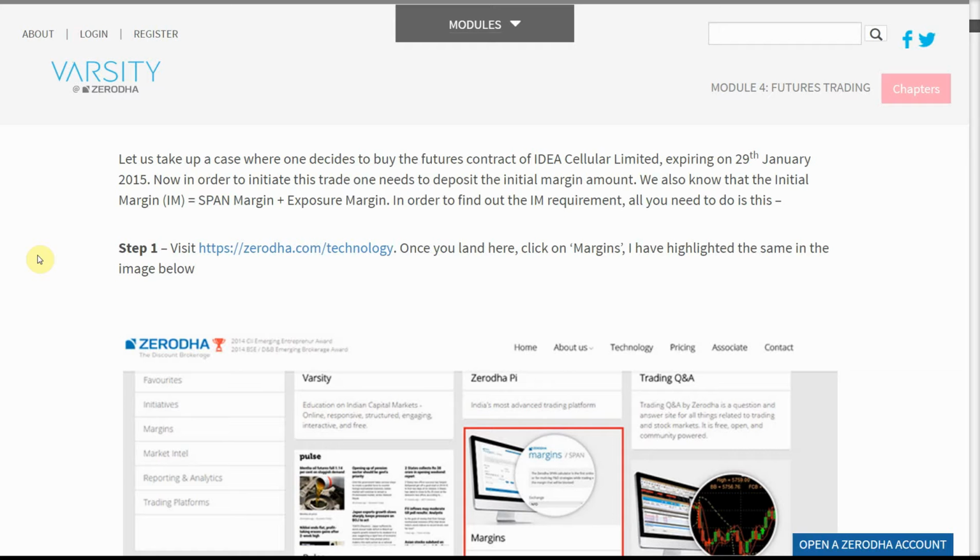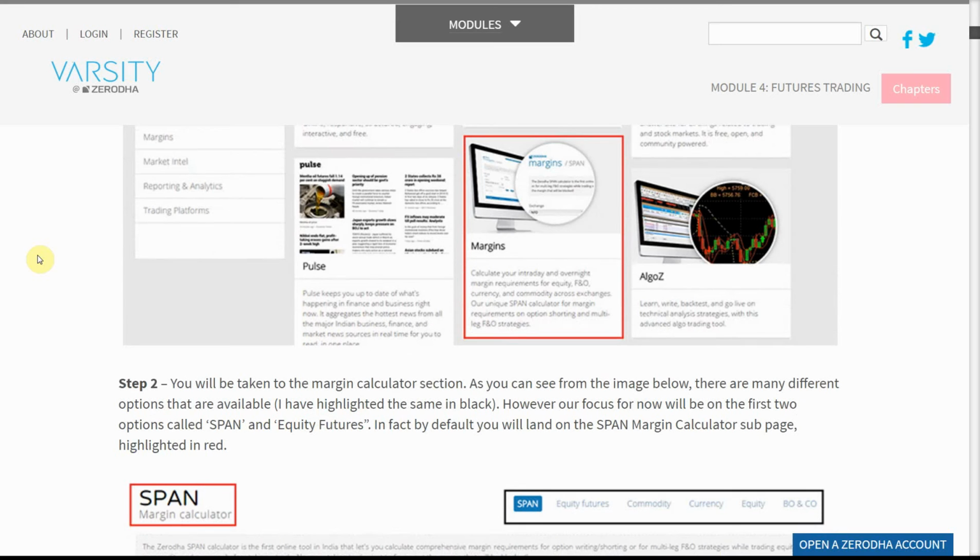In order to find out the IM requirement, all you need to do is this. Step 1. Visit https://zerodha.com/technology. Once you land here, click on Margins. I have highlighted the same in the image below. Step 2. You'll be taken to the margin calculator section.